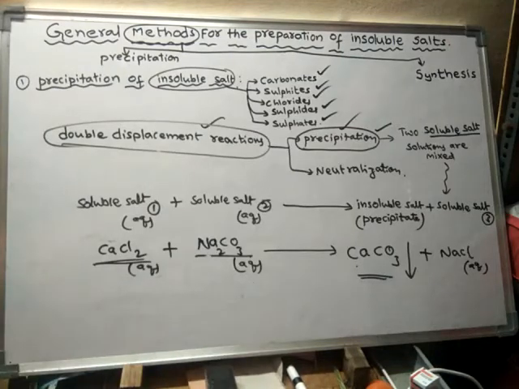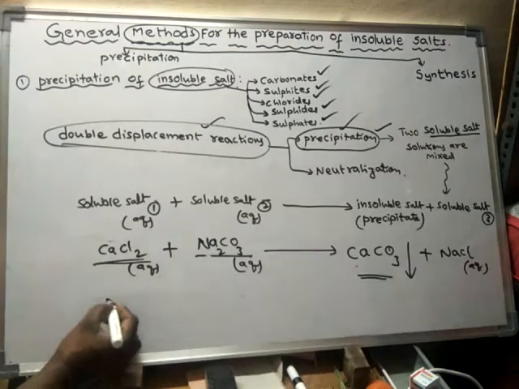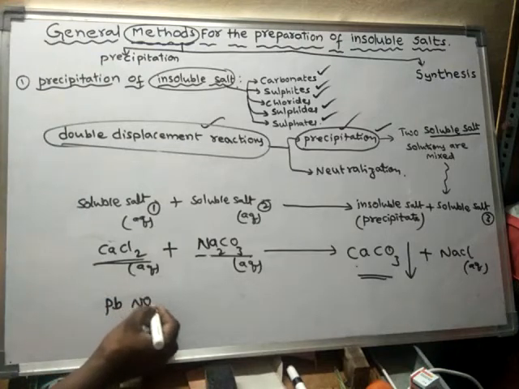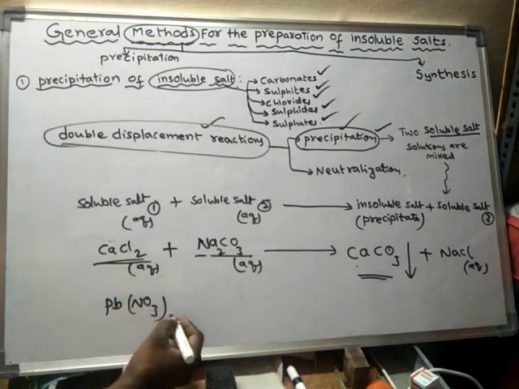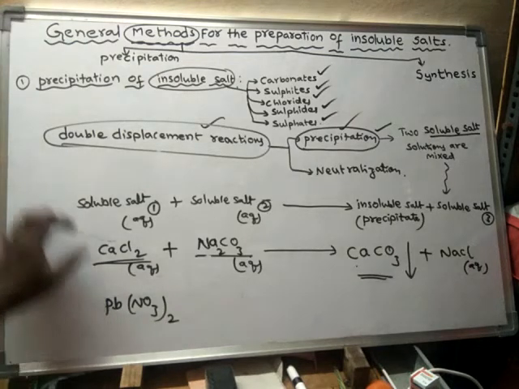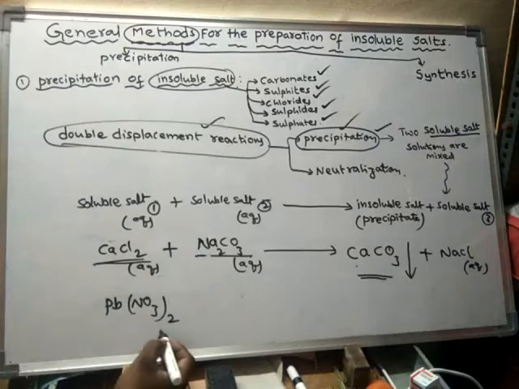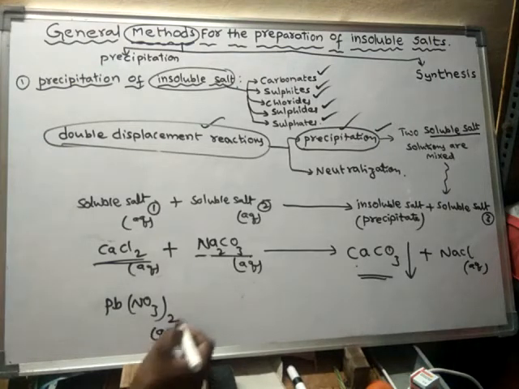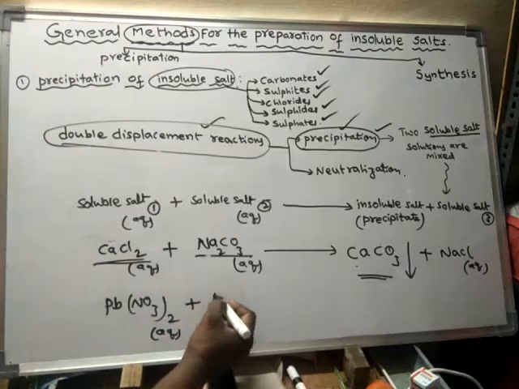Next, take another example for the preparation of a carbonate salt, like lead nitrate. All nitrates are soluble. All nitrate salts are soluble, hence this is a soluble salt. So take an aqueous solution of lead nitrate and sodium carbonate.